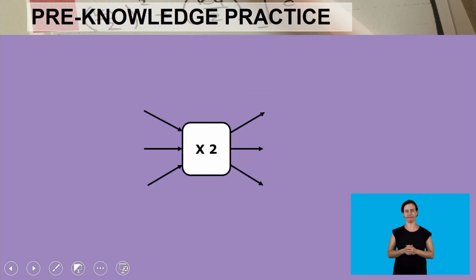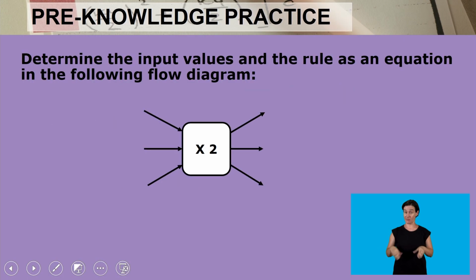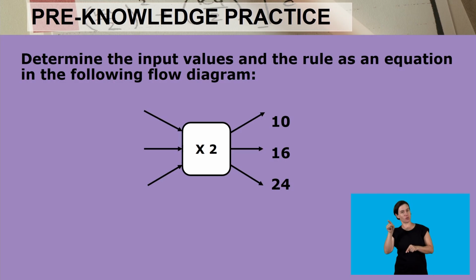So the first activity that we are going to practice that pre-knowledge on, we have been given a flow diagram, and it says to determine the input values and the rule as an equation. So we are given the output values in this flow diagram. So what are we supposed to determine? Firstly, we are supposed to determine the input values. Then afterwards, we are going to determine the rule as an equation.